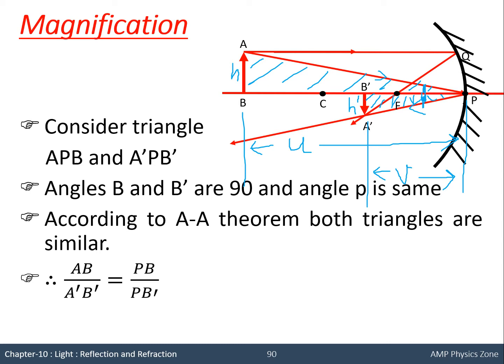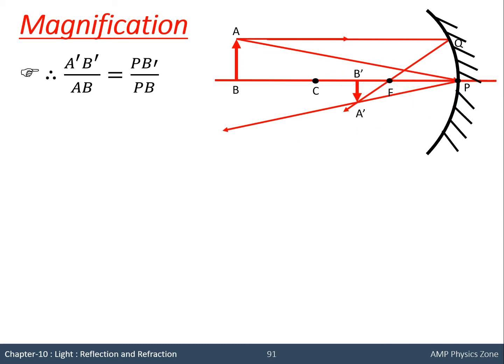Now AB divided by A dash B dash will be equal to PB divided by PB dash. Now A dash B dash is nothing but H dash and AB is H. PB, that is the object distance, will be U, and PB dash, that is the image distance, will be V.